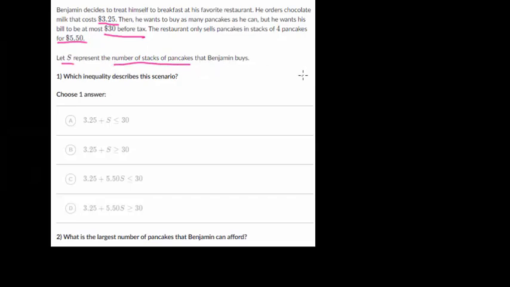So with this question, you want to be a little bit careful, because this information about how the stacks are 4 pancakes is actually not relevant information for this first scenario. Now for number 2, it will come into play. But for now, our variable S represents the number of stacks, and each stack is $5.50. So for this one, we'll say his total cost has to be at most $30, so it has to be less than or equal to 30.